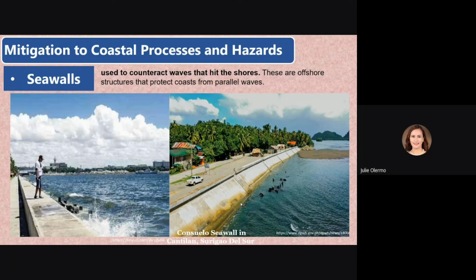For objective number 3, mitigation to coastal processes and hazards. Mitigation is the reduction of the harmful effects of coastal processes and hazard. One is a seawall. Seawalls are used to counteract waves that hit the shores. These are offshore structures that protect coasts from parallel waves. These are examples of seawalls.